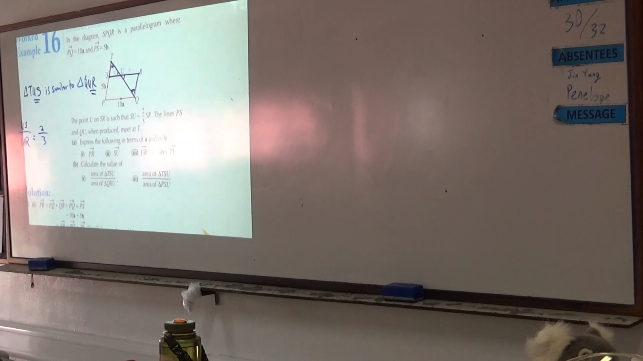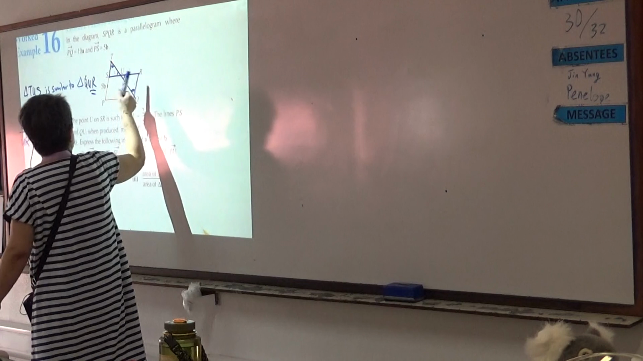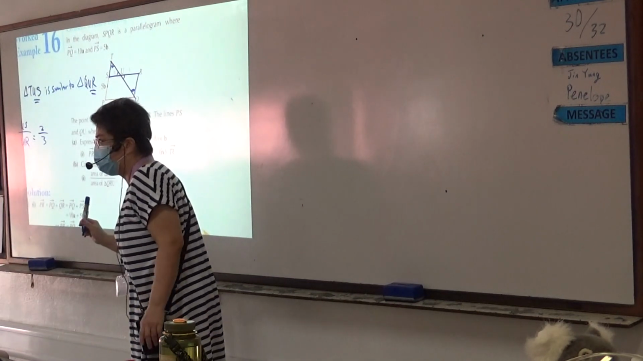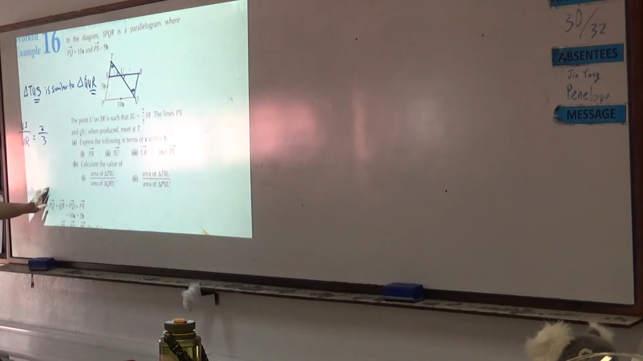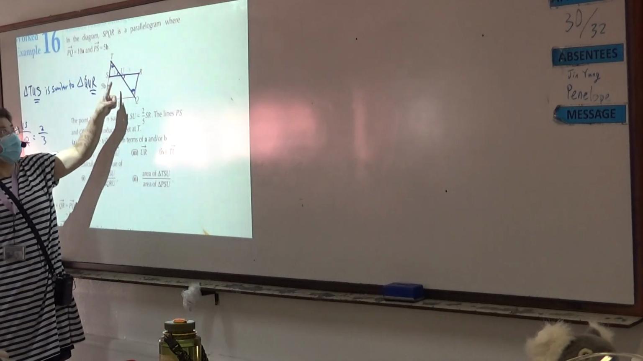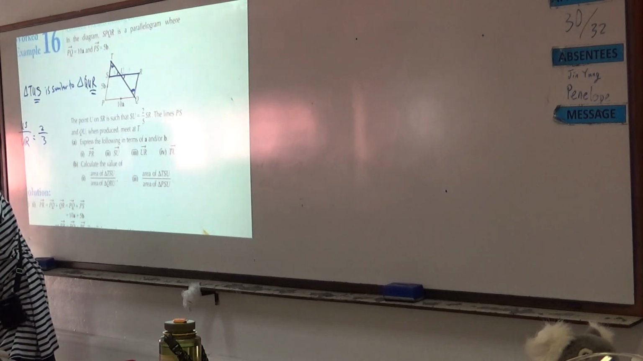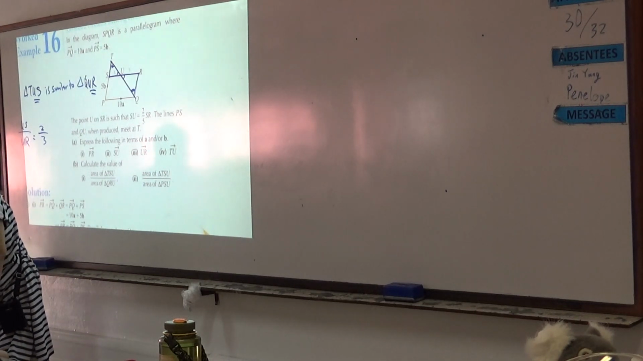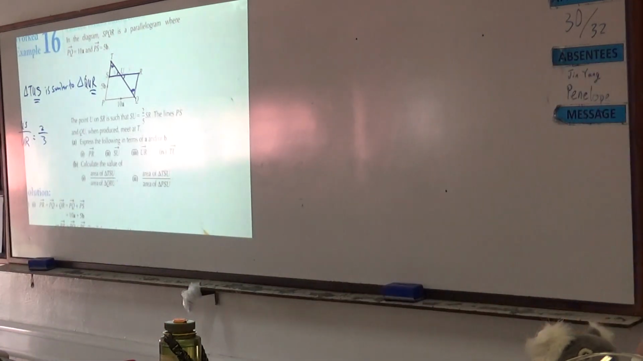Alright, how do we do the question? Okay, so we know that US over UR is 2/3. That means what? That means TU over QU must also be 2/3, right? You understand what I'm talking about? I'm talking to you, yes? Okay, so I will have the same thing.